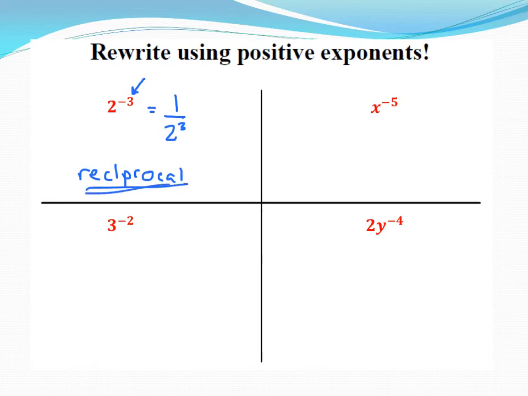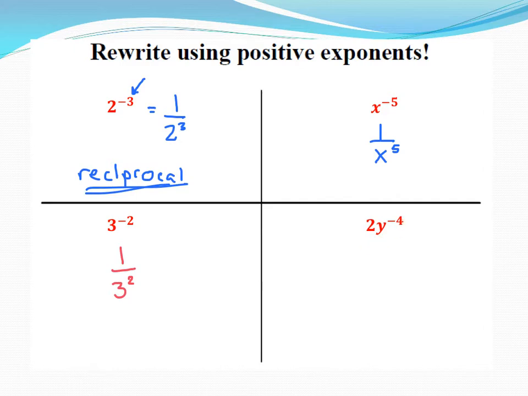Okay, next one, x to the negative fifth power. What are we doing here? We want to make it positive, so all we're going to do is take the reciprocal of that, which would be 1 over x to the fifth. Okay, that's going to make these things positive. Okay, 3 to the negative second power, what's that going to be? That's going to end up being 3 to the second power in the denominator, so 1 over 3 squared. Again, we can evaluate this, simplify it a little bit more, but we're just going to write it as an exponent. Okay, last one, a little tricky here.